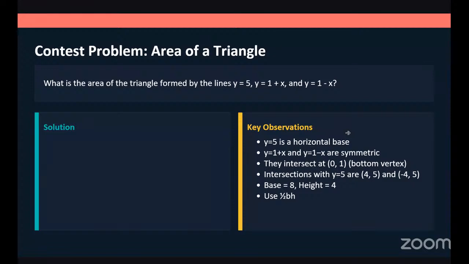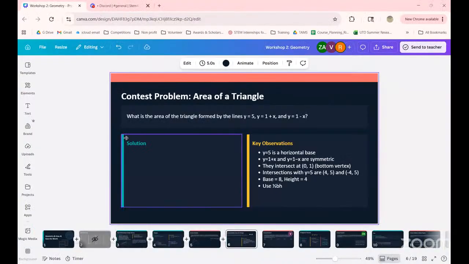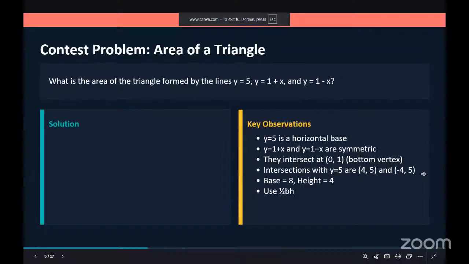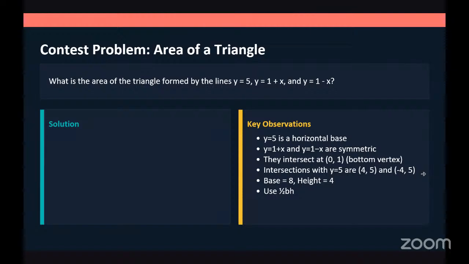Okay, I got an answer in the chat. So Kevin said that it was 16, which is correct, and I'll be walking through how to solve that. So first, we're given the lines. If we think about it as a graph, we can graph y equals 5 first, as it's just a straight line.